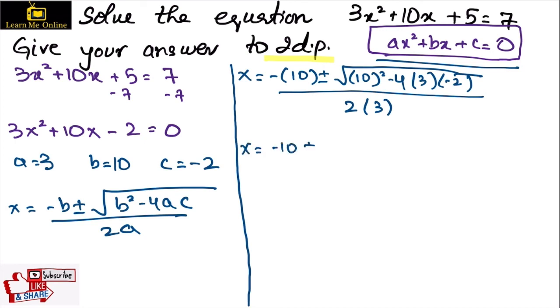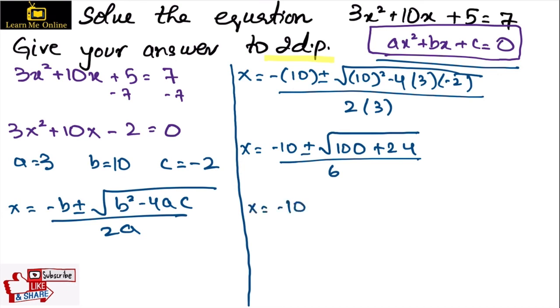So minus 10 plus minus the square root of, the square of 10 is 100. Negative and negative makes a positive, and when you do 4 times 3 times 2, it will give you 24. The whole thing is divided by 6. The next step of the simplification, I'm going to write this down properly, so we are having a square root until here. Now we write x equals minus 10 plus minus root 124 over 6.